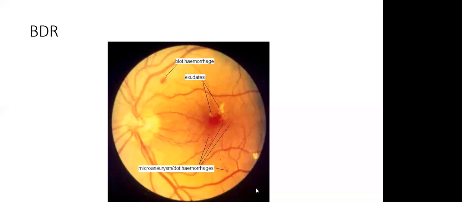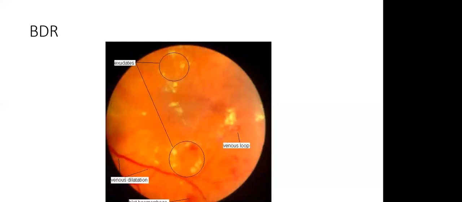If that is a microaneurysm, there's going to be continual leakage. If it's just a hemorrhage, the leakage is not going to be continual. So that is quite difficult to differentiate clinically.